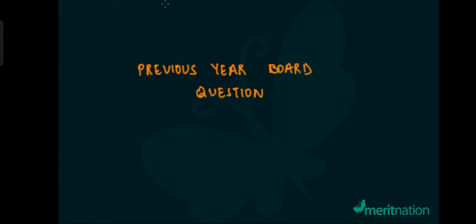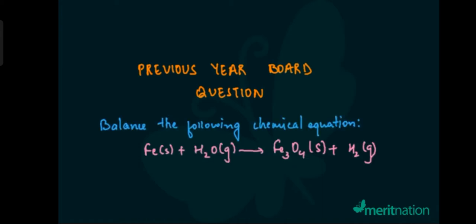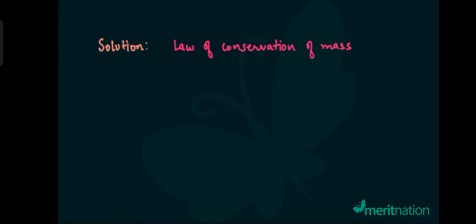Let us discuss a previous year board question based on balancing of chemical reactions. In the given question, we have to balance the chemical reaction occurring between iron and steam. Now the rationale involved in balancing of chemical reaction is the law of conservation of mass.